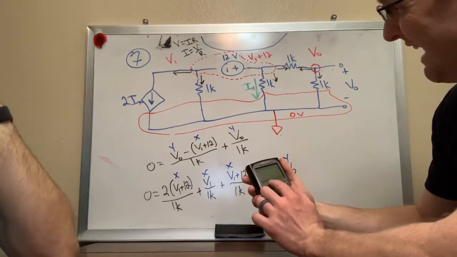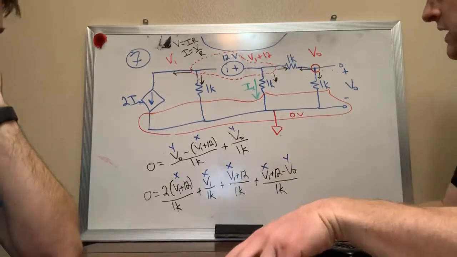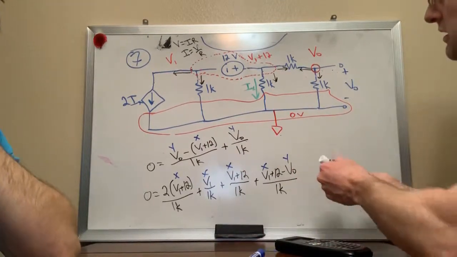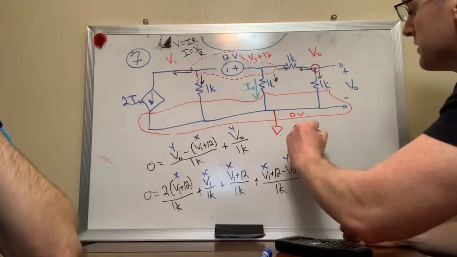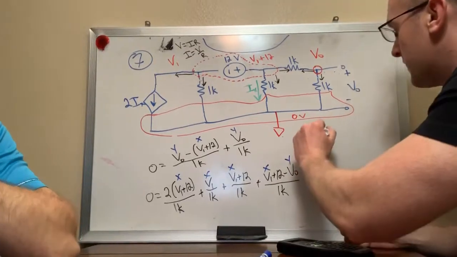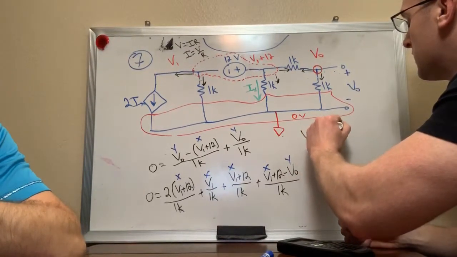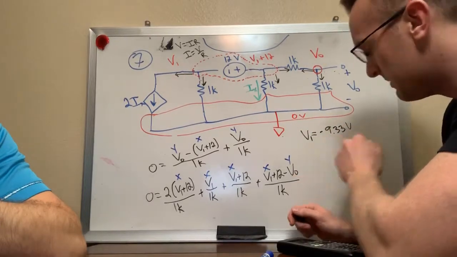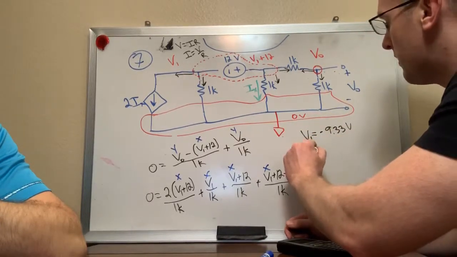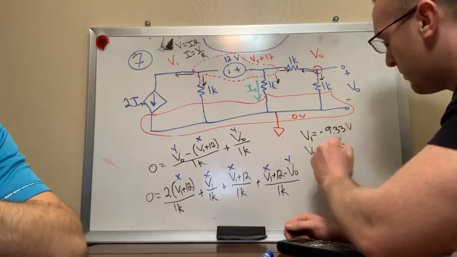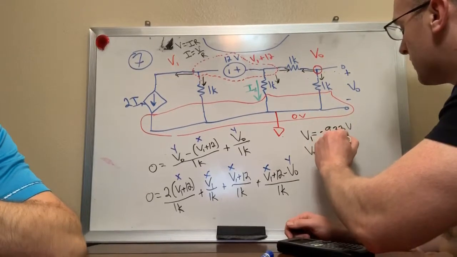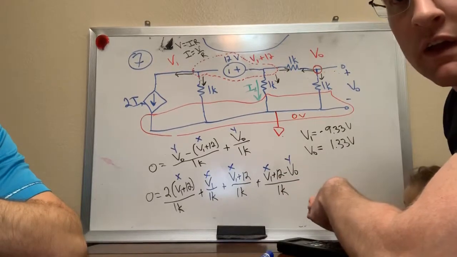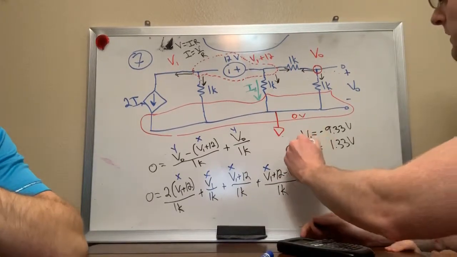So it gives me an X, which is my V1. So it gives me V1 equals negative 9.33 volts. Correct me if I made a mistake. And then it gives me a Y, which is my V out, of 1.33 volts. And is that the right answer? 1.33 volts, yeah. 1.33 volts, okay. So we're done.